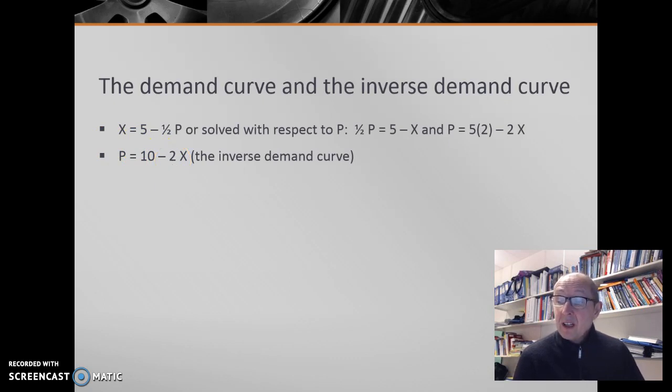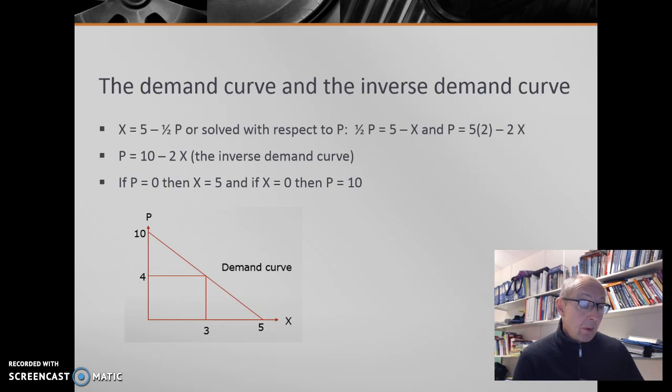Another possibility would be to find X if P is 0. The answer is that X equals 5 if P equals 0. Then we can draw the whole demand curve. Here is the whole demand curve. So far, we have only talked about demand. A market consists of 3 factors: demand, supply, and the meeting between the two.